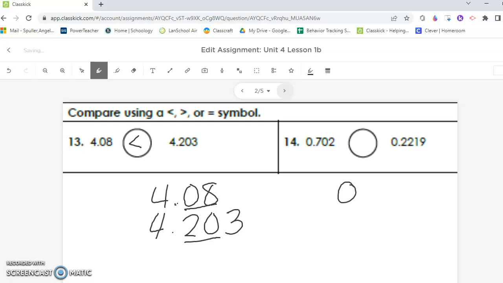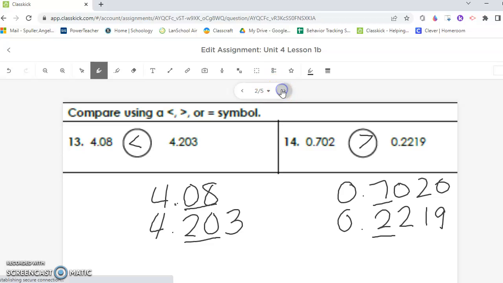Okay, let's line these two up. 0.702, 0.2219. All right, easy to see 7 is greater than 2, right? So 0 and, or I don't have to say the 0, remember, 702 thousandths is greater than. Okay. All right, moving on.